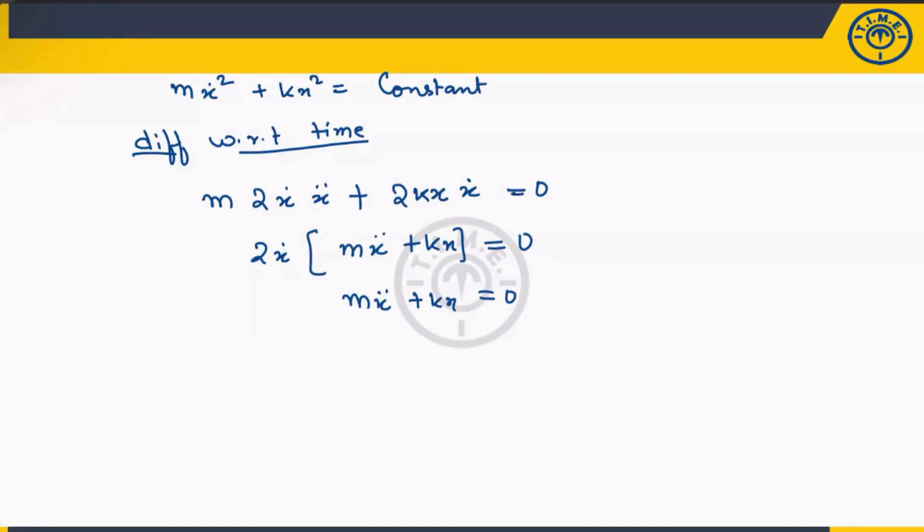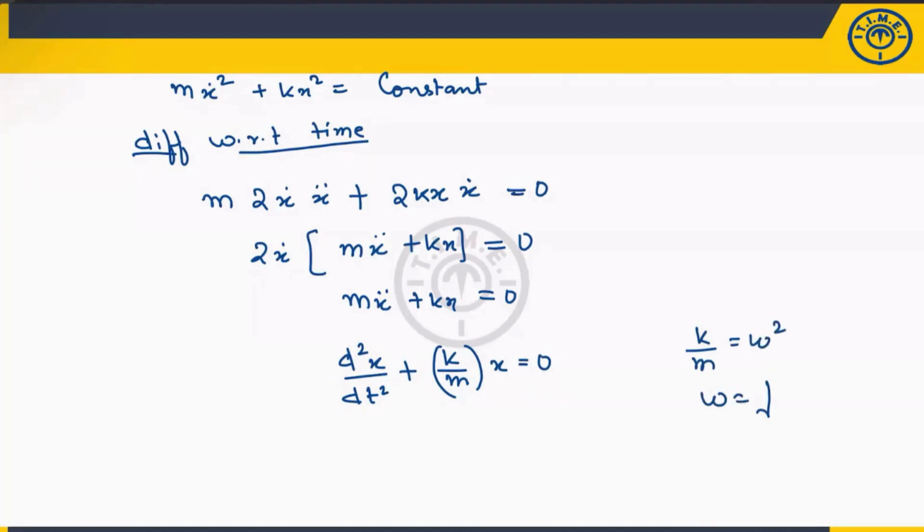Again, you got the same equation, which is d square x by dt square plus k by m times x is equal to 0. I'm just taking the m in the denominator. Here k by m is nothing but omega square, or I can write omega is equal to root of k by m. So this is one of the most important formulas for calculating the natural frequency. You know the mass; you have to calculate the k value, which means the spring constant. If two springs are connected in series or parallel, you know how to calculate it. I will discuss that one also.